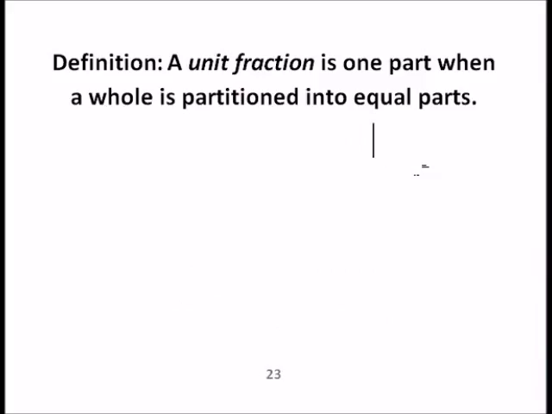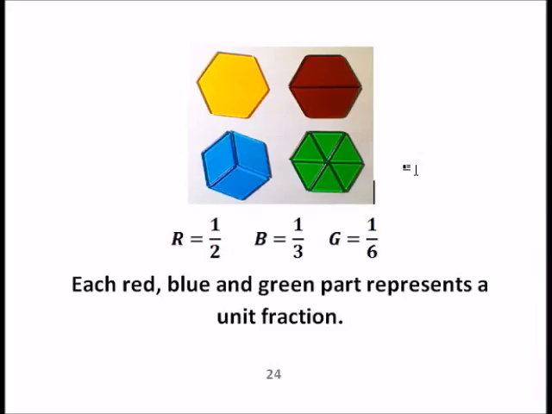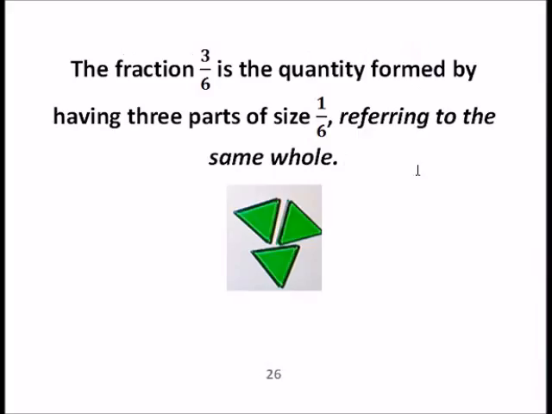The first concept then the students need to learn is that of a unit fraction. It's 1 part when a whole is partitioned into equal parts. So therefore each red, blue, and green part is a unit fraction. It is 1 part when a whole is partitioned into equal parts. Once the students learn what is a unit fraction, we're ready to talk about the definition of a fraction. So the fraction 3/6 is the quantity formed by having 3 parts of size 1/6 referring to the same whole.